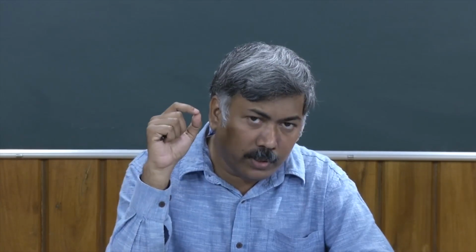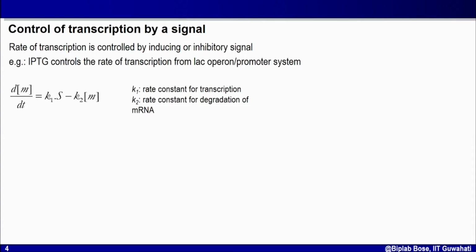So that means I have to incorporate this signal into the ODE for the mRNA. For example, I have written here a very common thing: you add IPTG in your bacterial culture where the bacteria is carrying a plasmid having a lac operon and controlling the expression of a gene. So you vary the concentration of IPTG and the amount of the gene transcribed changes.